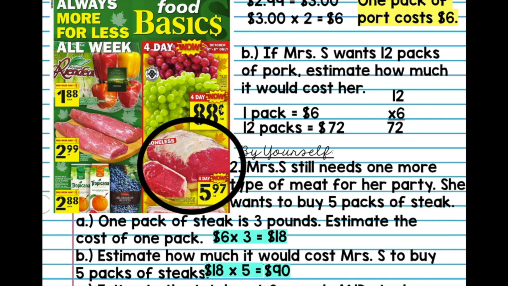$90 for 5 packs of good strip loin steak. That's a lot of money. Okay, our final one is estimate the total cost for pork and steak. So 12 packs of pork, we got $72. And then our steak was $90. What did you guys get for the total? Good, 162. But if we estimate, it's about 160.